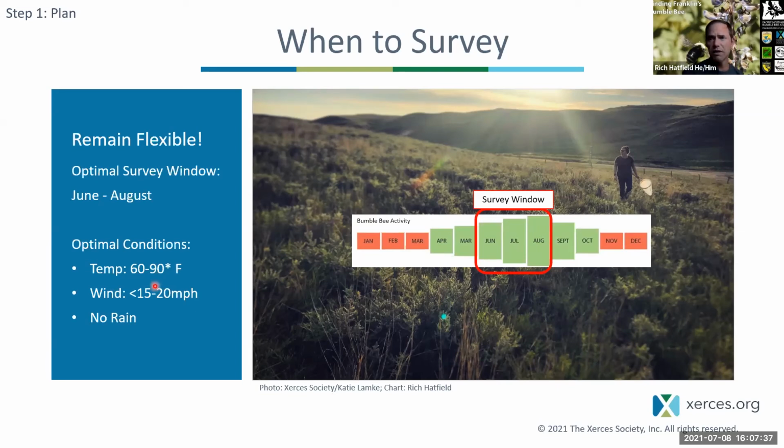Optimal conditions will be basically when you're comfortable. 60 to 90 degrees Fahrenheit are the best temperatures. A little bit above that is okay. A little bit below 60 is probably also okay, particularly if it's sunny. But if it gets much above 90, above 95, I wouldn't survey. It's going to be too hot. Bumblebees are going to be in their nests trying to regulate the temperature of the nest more than they're going to be out foraging. And ideally, we're going to survey in relatively light wind conditions and no rain.